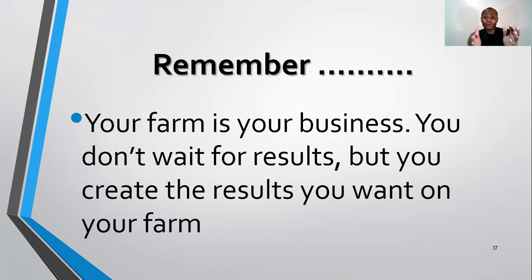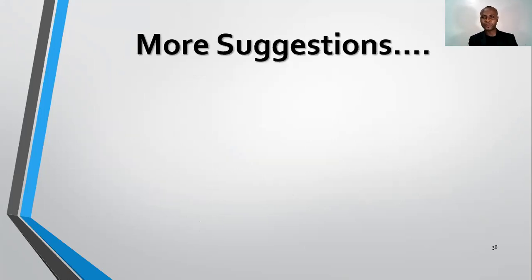You need to run the farm as a business. Maybe this year you got 2 tons. Make it your goal: next year I'm going to increase my yield to 4 tons. What are you going to do? You are going to do hand pollination, you will apply your fertilizers, you do your pruning, and so on and so forth. By doing that, you create the result that you are looking for.